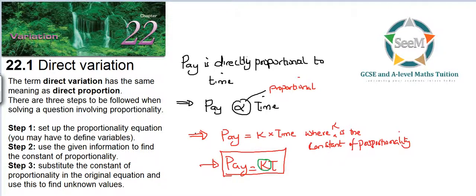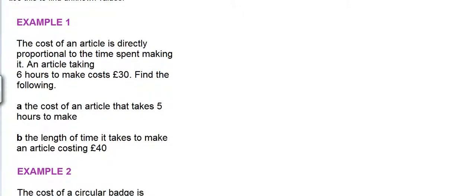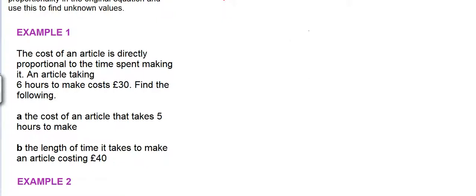That might sound a bit gibberish at the moment. I think doing an example would really help. So we're going to move to the first example. Example 1 says the cost of an article is directly proportional to the time spent making it. An article taking 6 hours to make costs 30 quid. Find the following: A, the cost of an article that takes 5 hours to make, and B, the length of time it takes to make an article costing 40 quid.